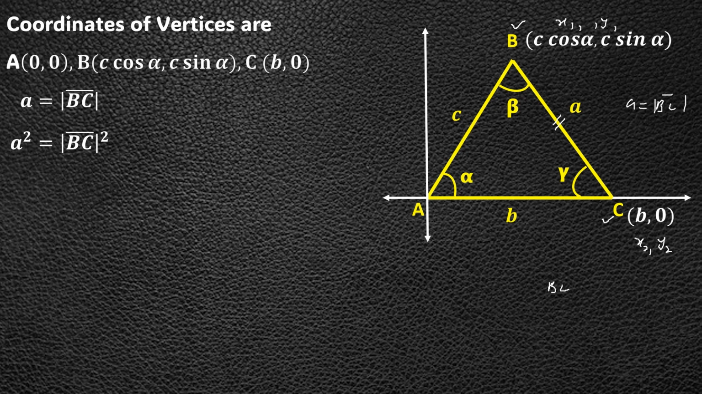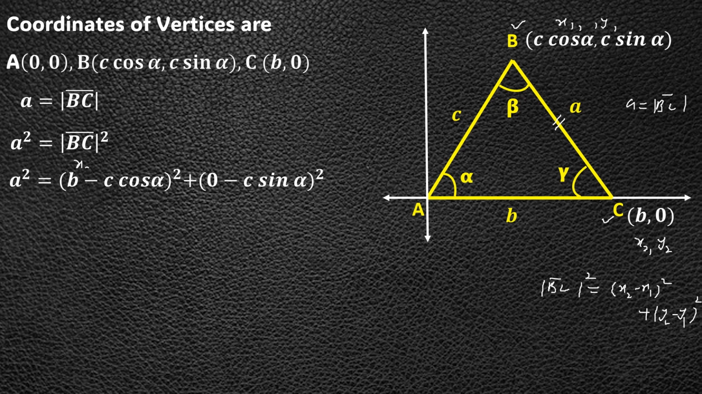Therefore, the distance between them, BC whole square, will be equal to x2 minus x1 whole square plus y2 minus y1 whole square. Therefore, a square can be written as b minus c cos alpha whole square plus 0 minus c sin alpha whole square. This is x2 minus x1 whole square and this is y2 minus y1 whole square. We expand the squares and get b square minus 2bc cos alpha plus c square cos square alpha plus c square sin square alpha.